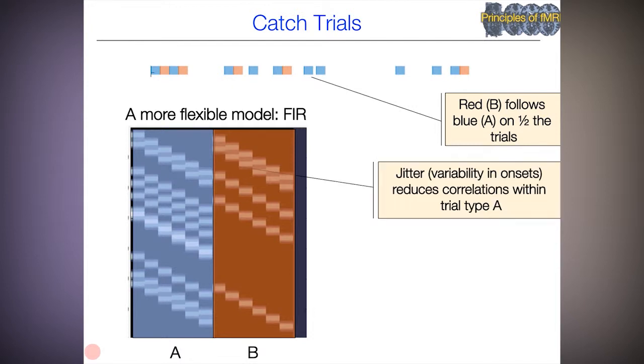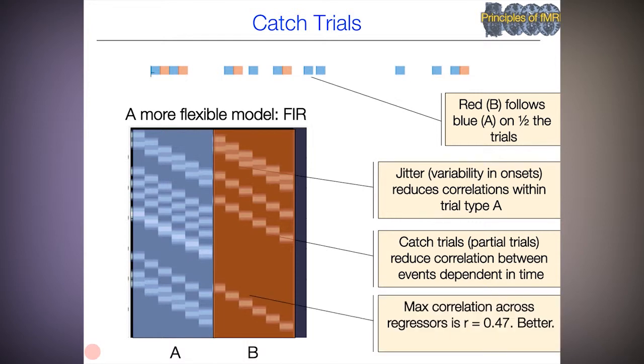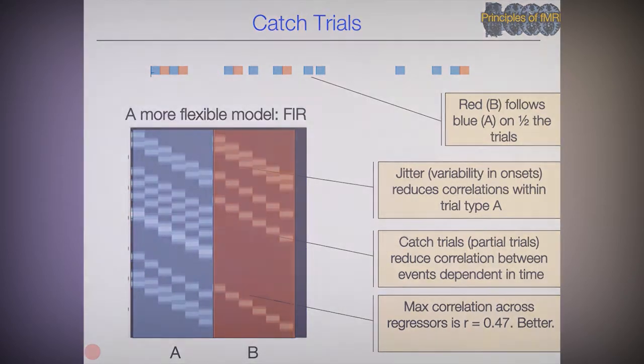First of all, I've got jitter, variability in the onsets, and that reduces the correlations within trial type A shifted over. So that takes care of that problem. And secondly, these catch trials or partial trials reduce the correlations between trial type A and B, in this case when they're dependent in time. So now the maximum correlation in my fMRI model is only 0.47, so that's better. That might give me a good shot at estimating the activity related to encoding and delay.